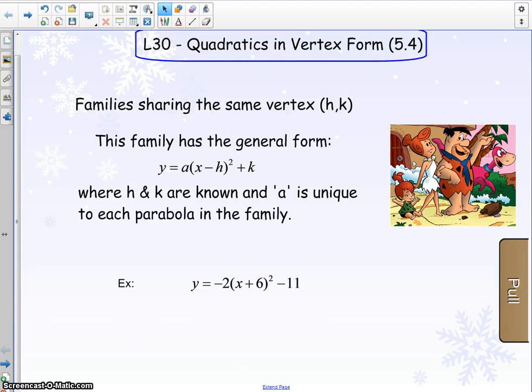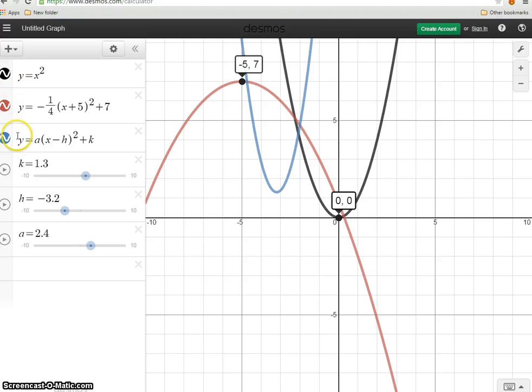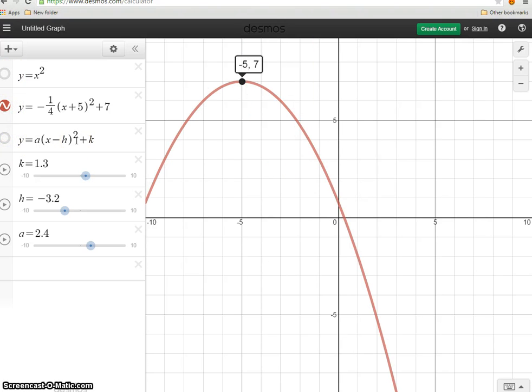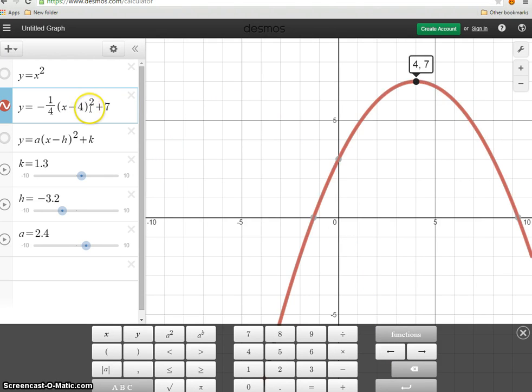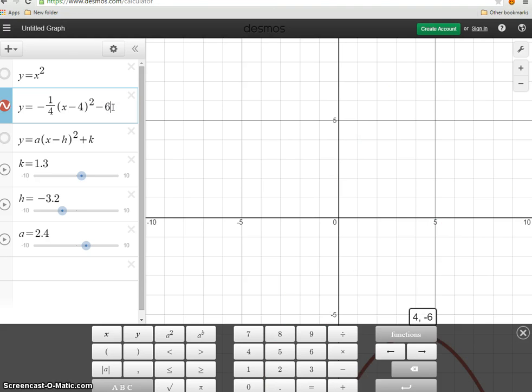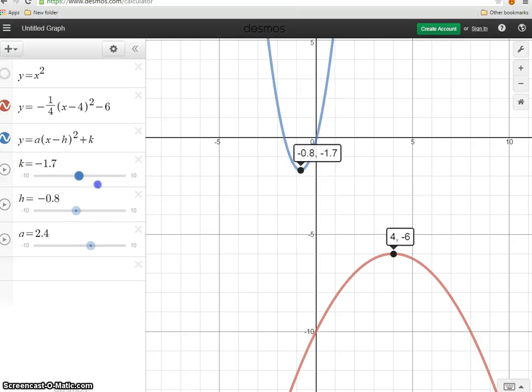Okay, and just for an example of that, we can go back to the example we looked at last lesson. So here, for example, the red one, y equals negative 1 over 4 bracket x plus 5 squared plus 7, we can see our vertex, right? The vertex is at negative 5, positive 7. Okay, if I change the values in there, let's say I have x minus 4 and minus 6, now all of a sudden you can see my vertex is at positive 4, negative 6. So it's the h and k values here that will actually tell you what the vertex is. So you can see as I change h, the axis of symmetry moves with it. As I change k, the optimal value here changes with that.